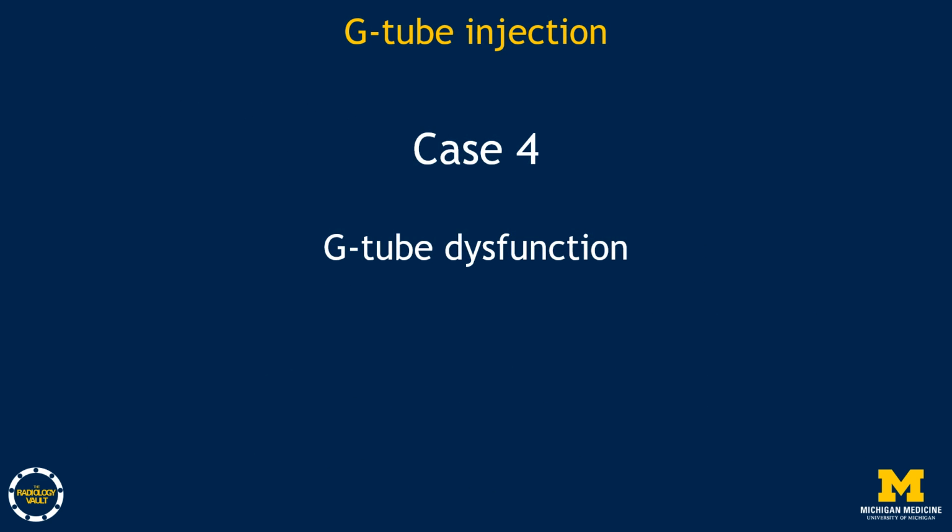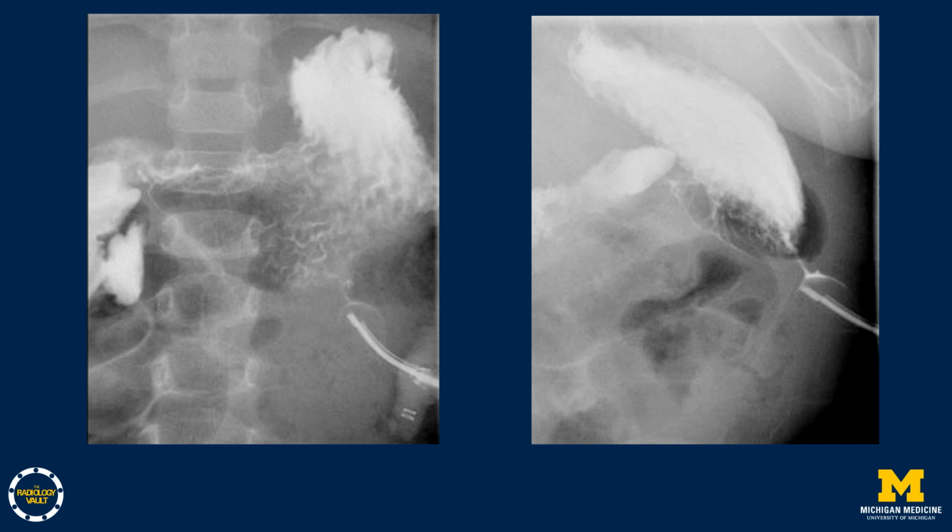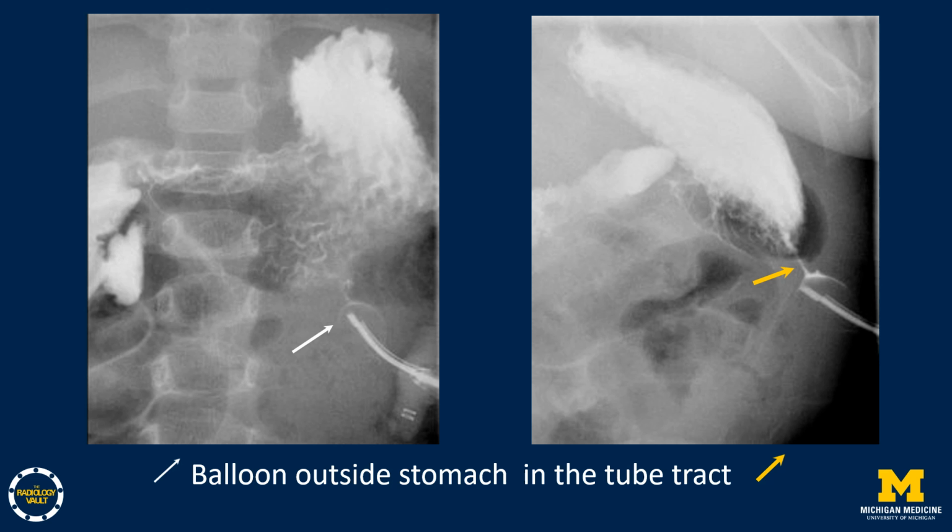This patient's G-tube was functioning poorly. On injection, the retention balloon is outside the stomach in the tube tract. While still functioning, this G-tube will need to be repositioned.